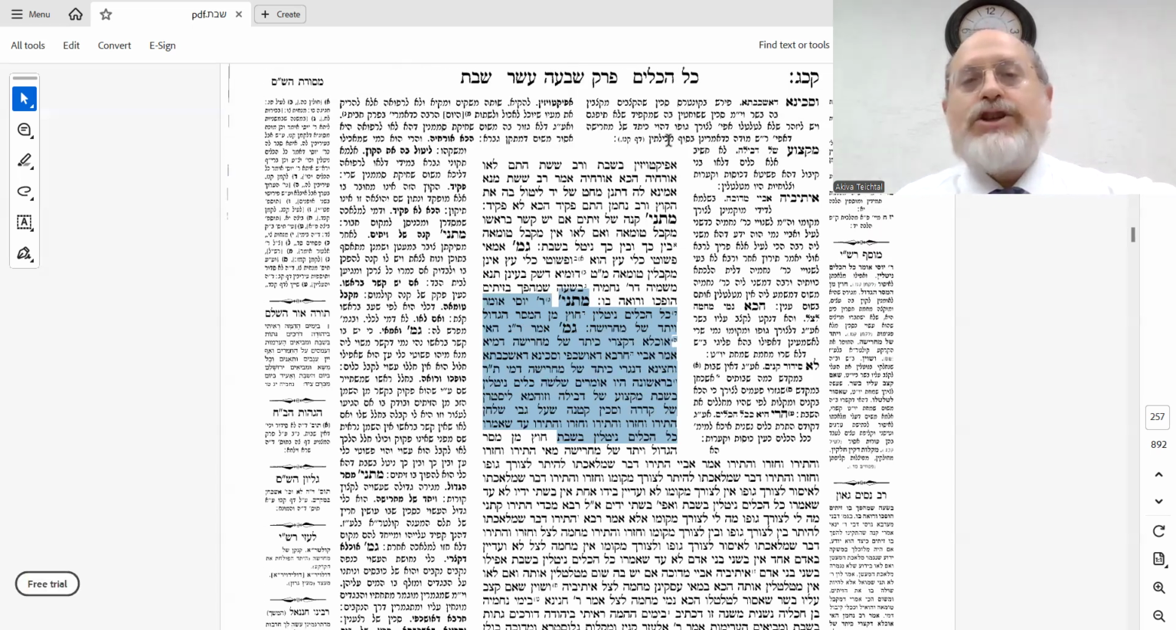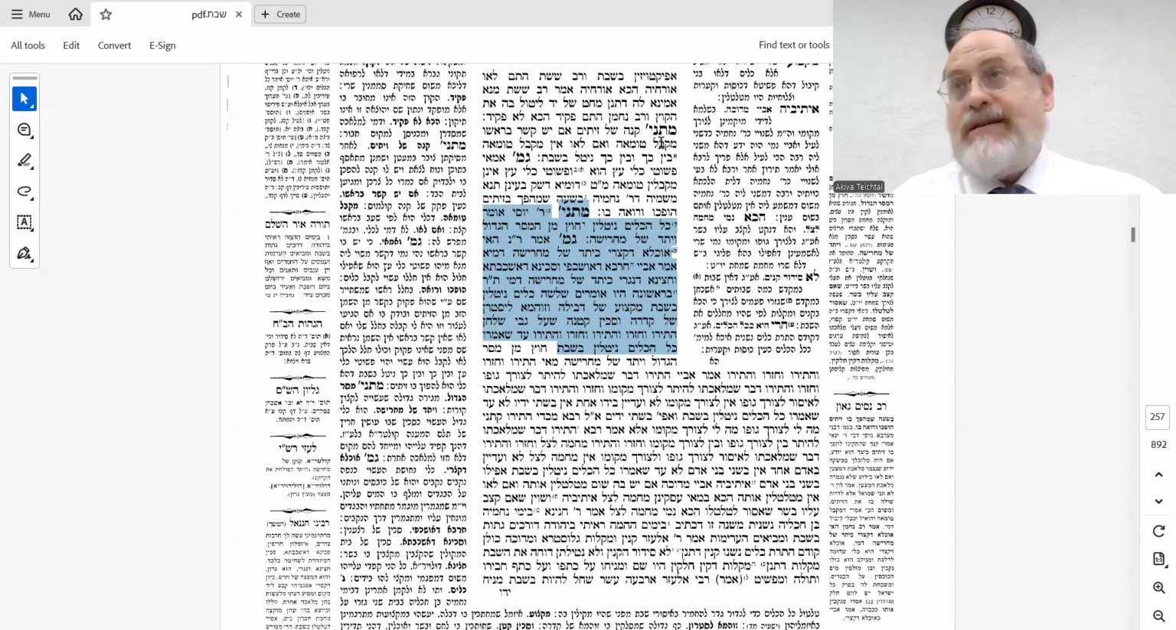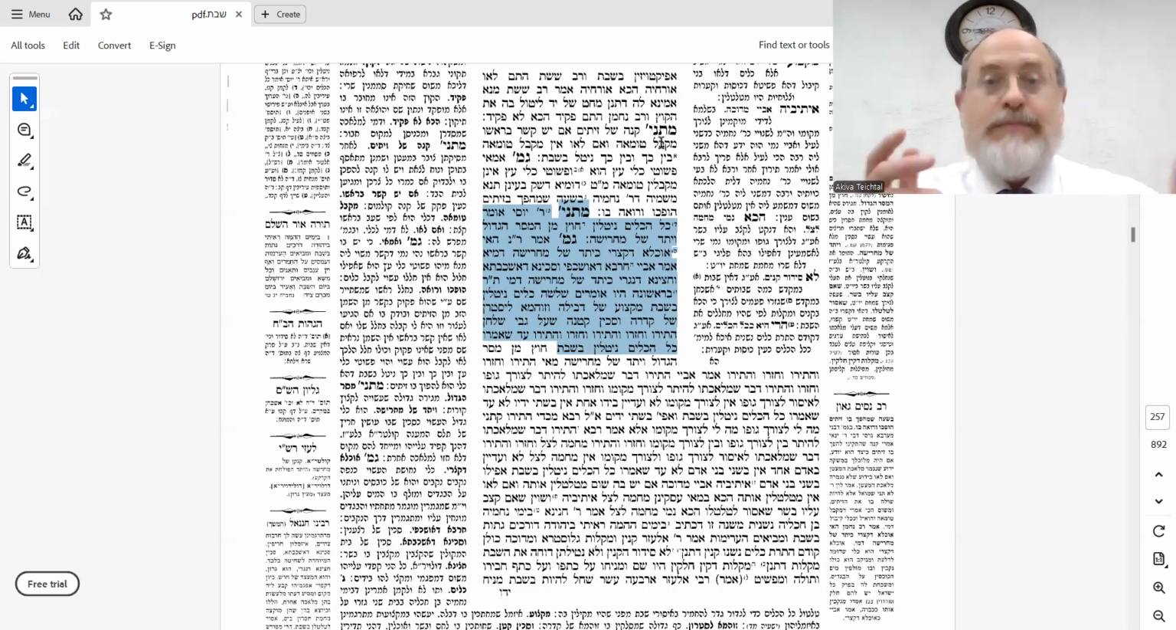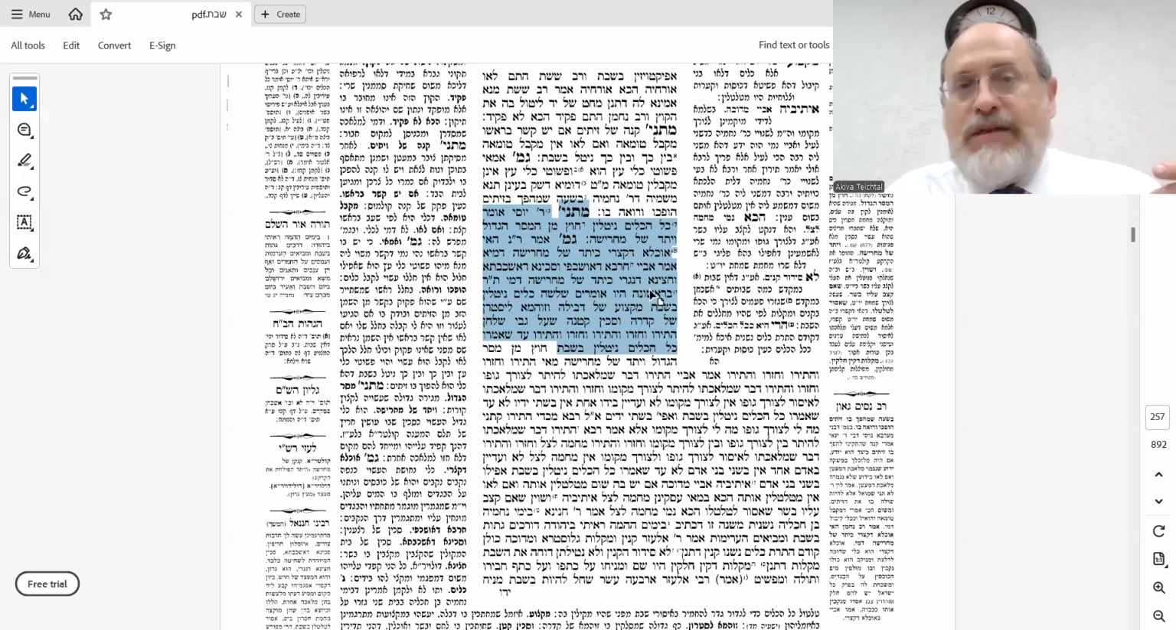Tosfos says it is the knife the shochet slaughters with. The chalif of the shochet has to be very, very sharp, so therefore you don't move it anywhere. You keep it only for its purpose. And what's the third thing? The chatzina de nagri. Chatzina de nagri is an axe of the carpenters.